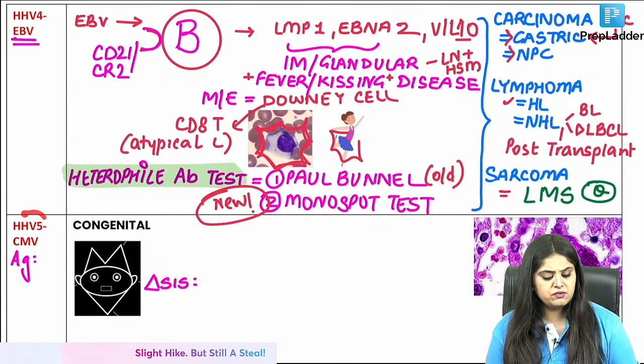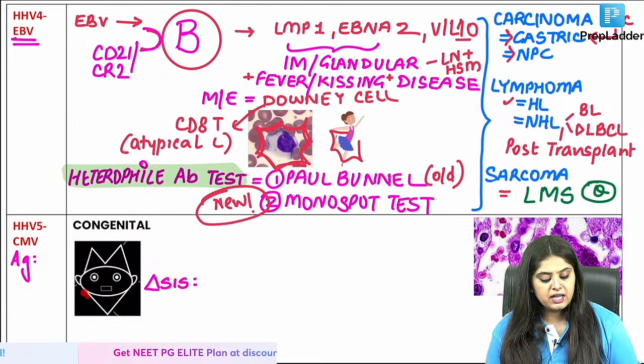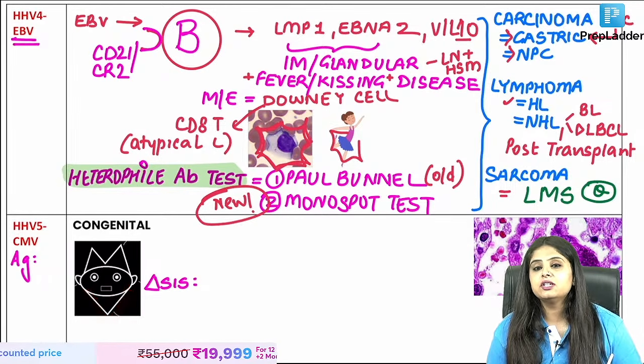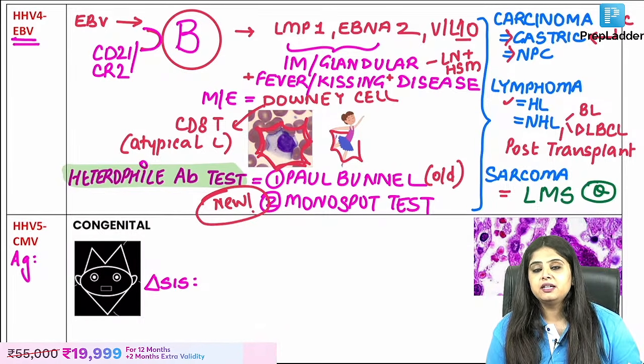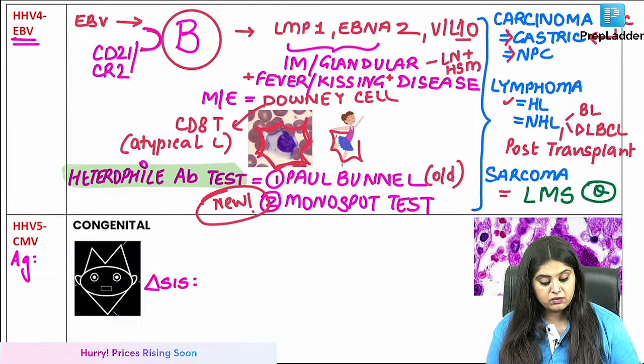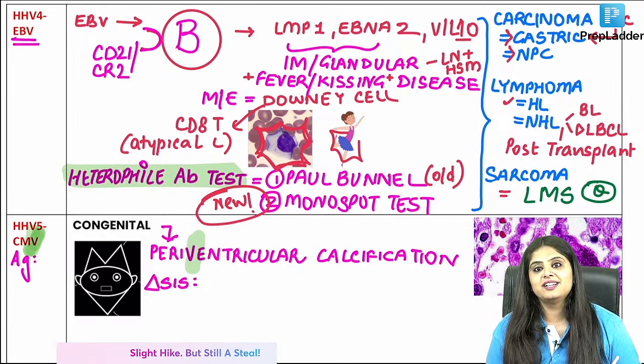HHV5, simple. HHV5, ma'am, cytomegalovirus. This you have already taught us. If cytomegalovirus goes into the baby from the mother, which calcification in the brain? I taught you yesterday. Parenchymal calcification, grey matter, white matter calcification, or periventricular calcification. It is cytomegalovirus, periventricular calcification.